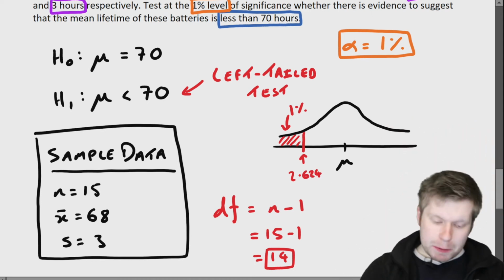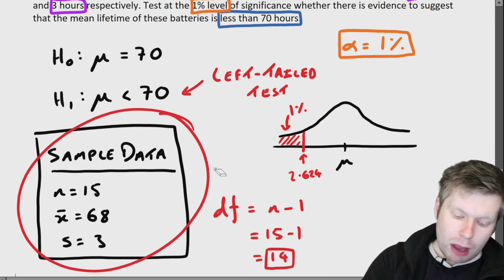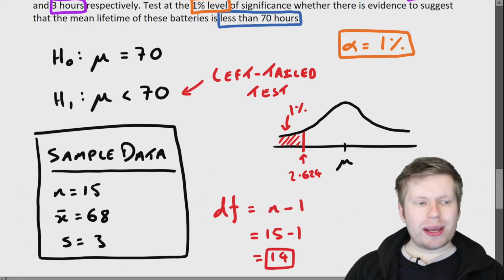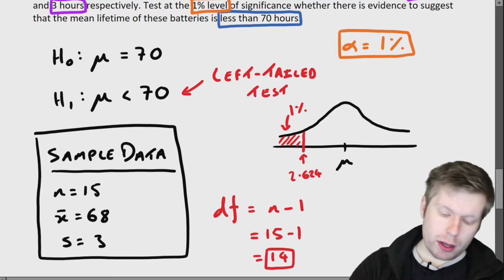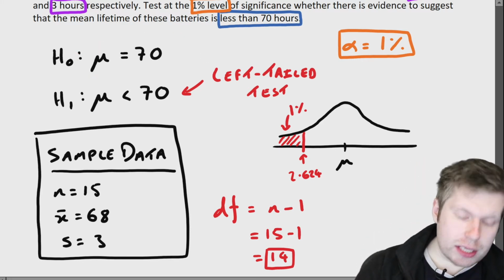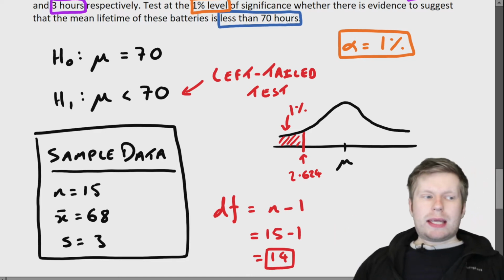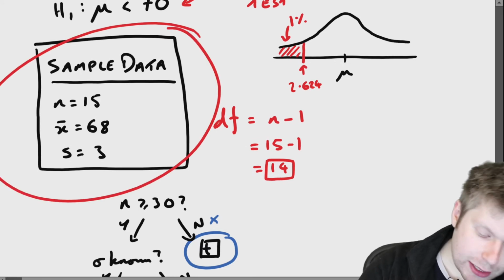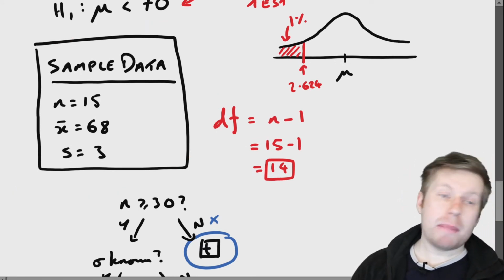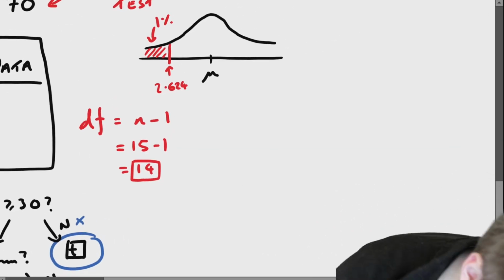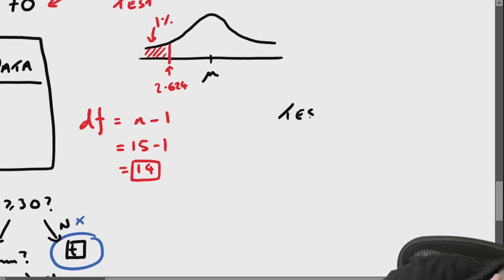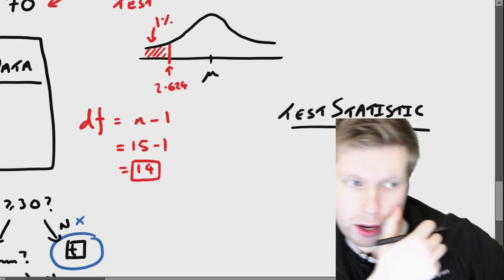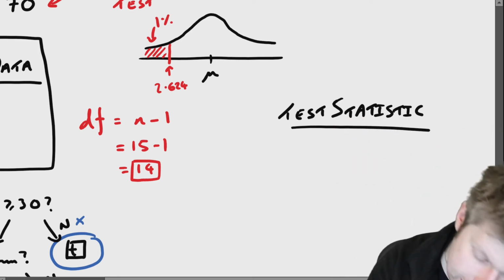So basically, if I find that this particular sample data that I've collected lies less than 2.624 units of standard deviation from the hypothesized mean of 70, then I know there's enough evidence to reject the null hypothesis. So my next task is to actually find my test statistic. How far does this particular sample data lie from the hypothesized mean of 70? In order to calculate my test statistic, I just use my standardizing formula.